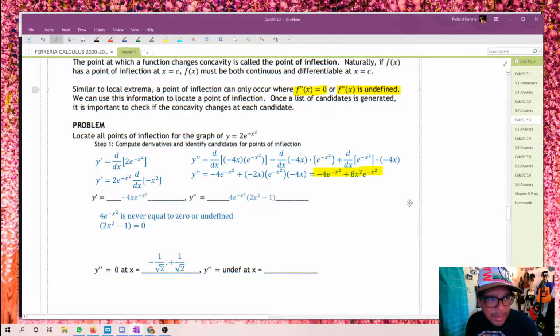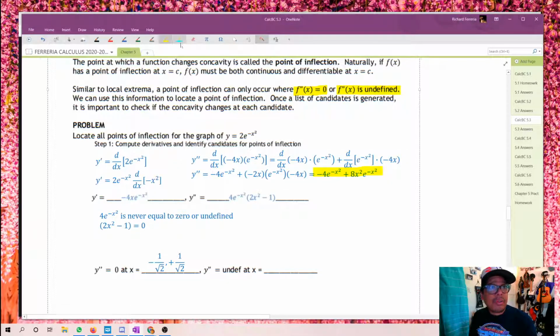So if you solve that out, 2x squared minus 1 equals 0, you're going to get negative 1 over root 2 and positive 1 over root 2, or if you prefer, negative root 2 over 2 or positive root 2 over 2. Now, what about when is y double prime undefined? Well, that's never going to happen. This is never undefined.